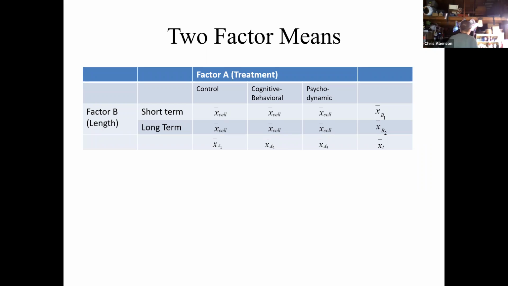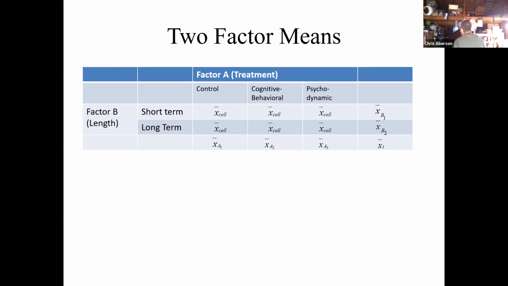When we have factorial ANOVA, we have more means to talk about. We have the overall mean for the control group, the overall mean for cognitive behavioral therapy, the overall mean for psychodynamic theory, and I've just labeled those X bar A1, A2, and A3 to denote the different levels of factor A. We have the overall mean for short-term and long-term, and I've labeled those X bar B1 and X bar B2.